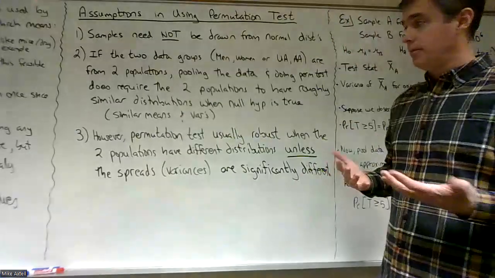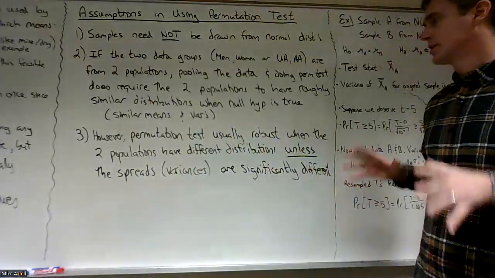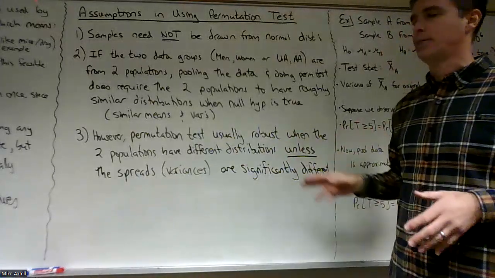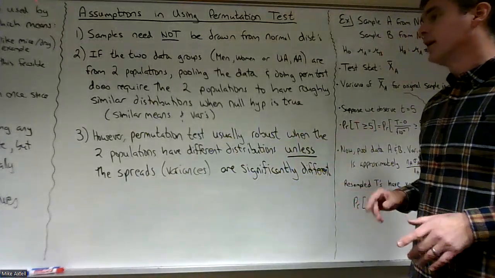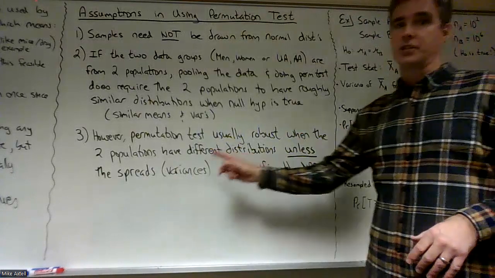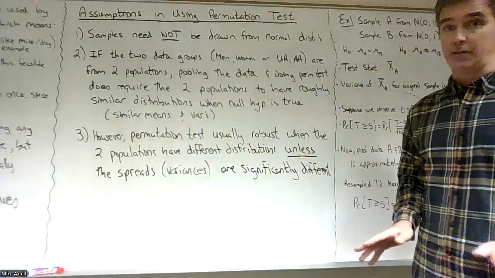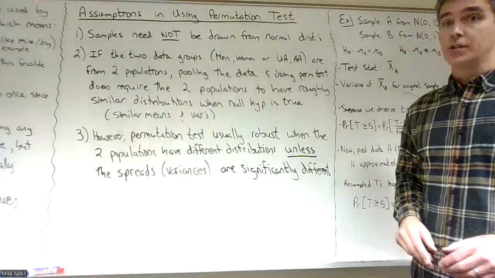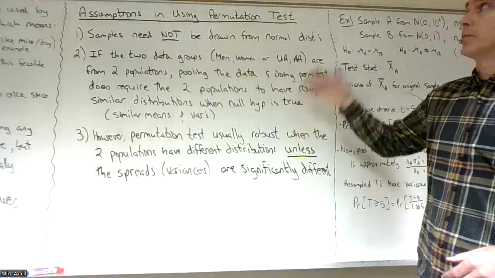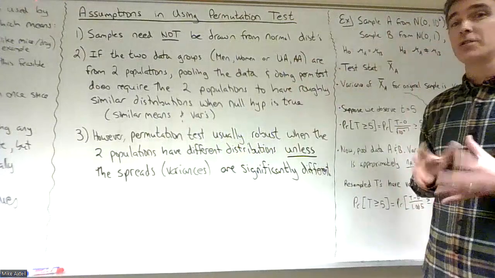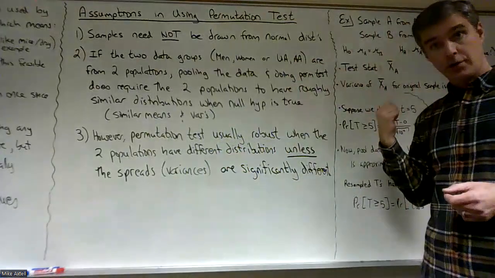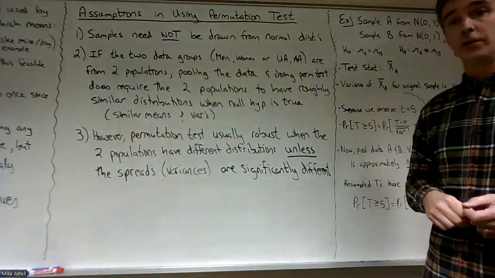Okay, however, it turns out that the permutation test is usually pretty good when the two populations have different distributions, unless their spreads, i.e. their variances, are significantly different, okay? So we don't have to worry about the permutation test too much, except for some aberrant examples, and I'll show you an aberrant example on the final panel for this video.